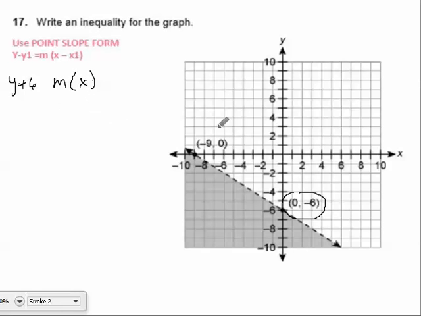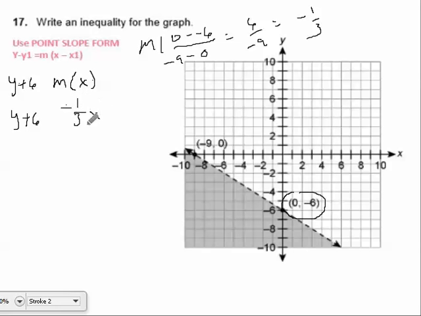Well, first of all, find the slope. The slope is the change in the y's, 0 minus negative 6 divided by negative 9 minus 0. So it's going to be 6 over negative 9, which is equal to negative 1/3. So y plus 6 and negative 1/3 x. And I don't know which way the symbol is going to go in here, but it's a strict less than or greater than. I don't know which one.